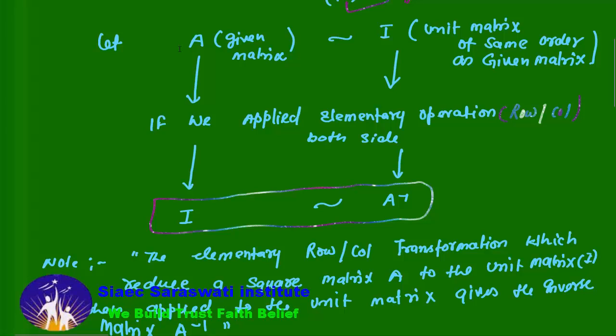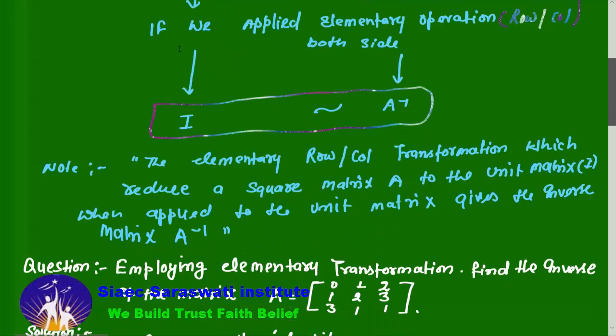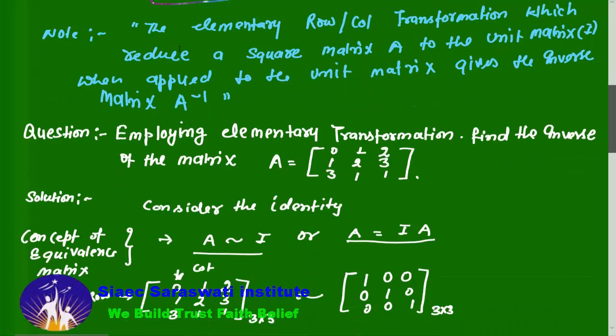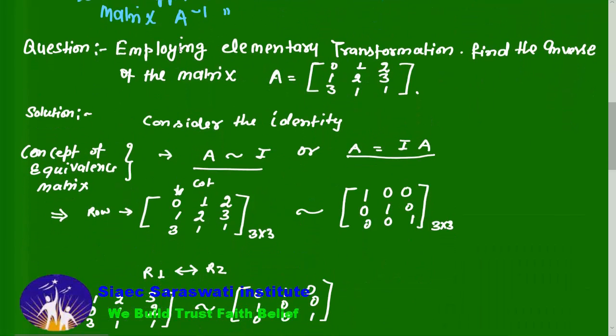Okay, this is the condition, that if you make the matrix A equivalent to matrix I, so after the operation it will be. Okay, so the statement is that elementary row or column transformation which reduces a square matrix to the unit matrix, when applied to the unit matrix, gives the inverse of it. So यहाँ पे मैंने क्वेश्चंस लिए हैं. आपका क्वेश्चन क्या है? एम्प्लॉय द एलिमेंट्री ट्रांसफॉर्मेशन एंड फाइंड द इनवर्स ऑफ द मैट्रिक्स ए.